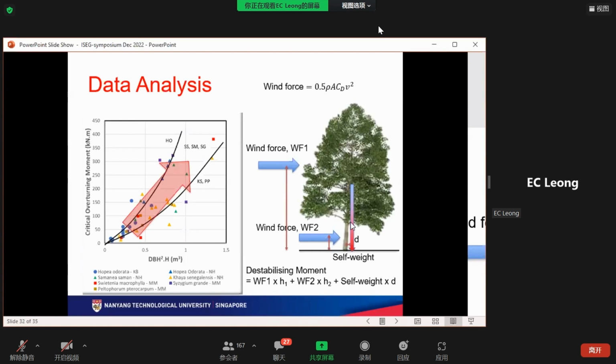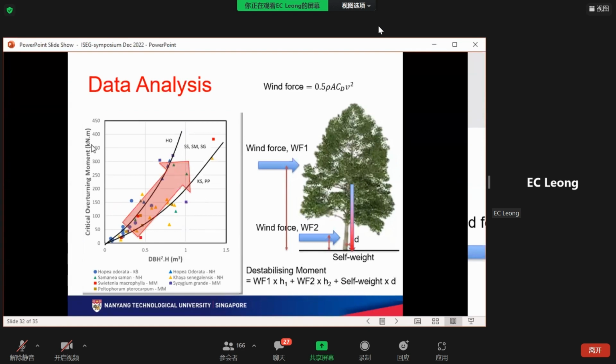To relate it to the wind force, we can use this method. What is this frontal area subjected to a wind force? The wind force acting on the trunk is related using this equation, where you have 0.5 times the density of the air, A is the area on which the wind force acts, CD is the drag coefficient, and V is the wind velocity to the power of two. The destabilizing moment for this tree is basically this wind force acting on the crown multiplied by this height H1, plus this wind force WF2 acting on the trunk multiplied by H2. And when the tree tilts over, there is an additional contribution from the self-weight of the tree multiplied by this distance D. So this is the destabilizing moment.